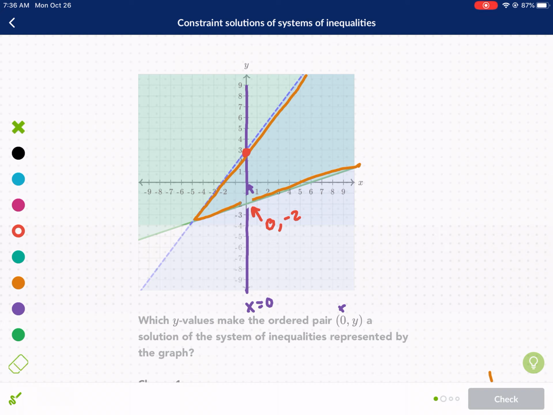That means it can include -2. Does the solution, the overlap, go below -2? It does not. So y needs to be greater than -2, but it can be equal to because it's a solid line.